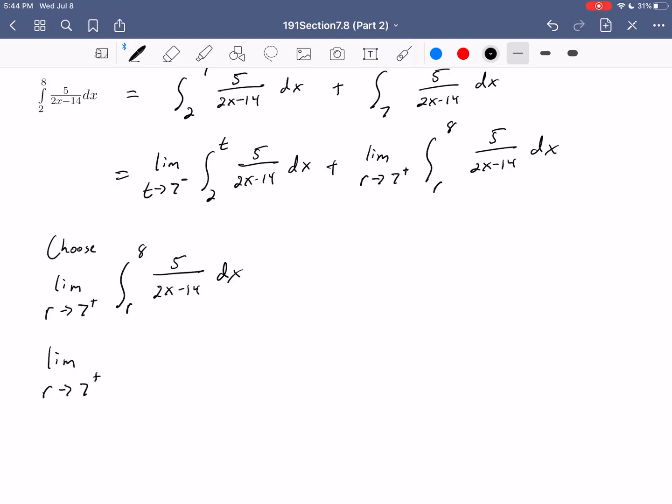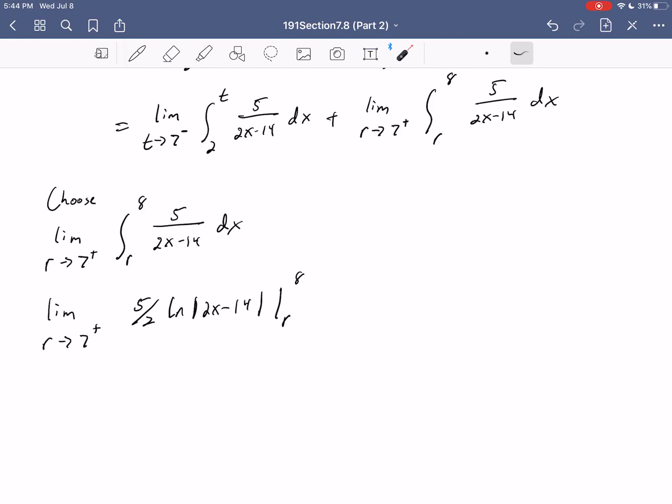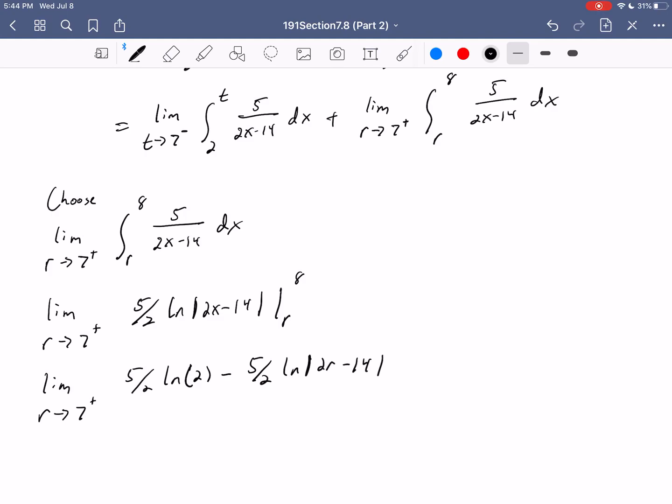The limit as r approaches 7 plus. We should get 5/2 ln of the absolute value of 2x minus 14, evaluated from r to 8. Why are we getting 5/2 there again? Because you have that linear substitution. The derivative of 2x minus 14 is 2, so we get a reciprocal of that out front. Now we can plug in, and we have the limit as r approaches 7 plus of 5/2 ln, plugging in the 8, of 2, minus 5/2 ln of the absolute value of 2r minus 14.